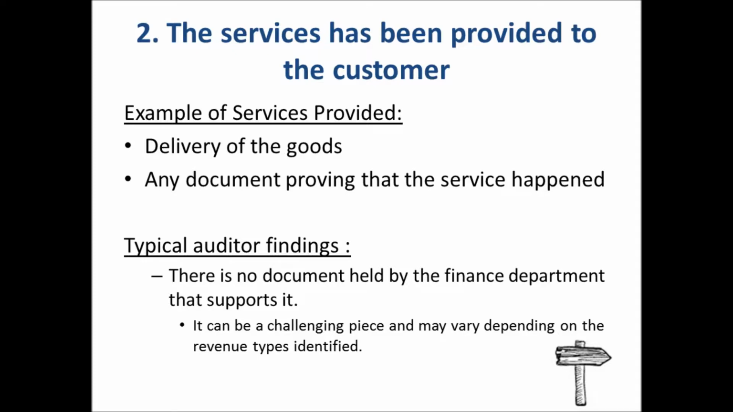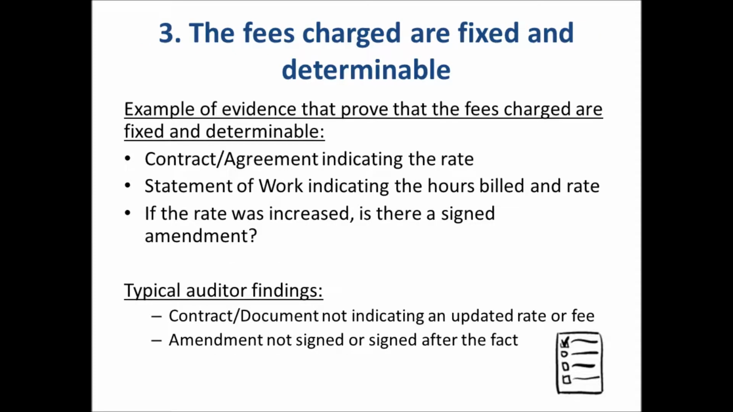The fixed fee portion should be pretty straightforward. However, you'd be surprised with the number of times auditors stumble upon non-updated fees or support that doesn't contain such information. For example, the fixed fee, rate and hours billed, can sometimes be found on contracts, statements of work, or invoices. However, in the case your fees went up, it is important to have a signed amendment to your existing contracts to support the new fee. Not having such evidence could result in a revenue adjustment.